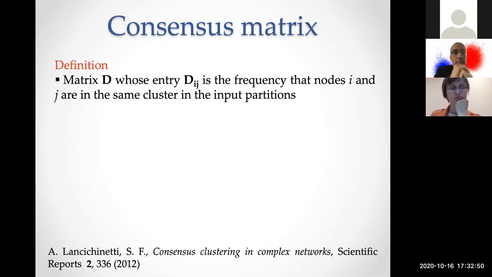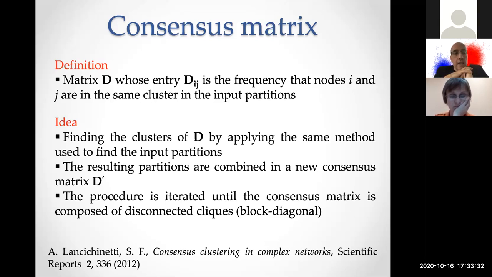How does that work? What is a consensus matrix first? The consensus matrix is a matrix whose entry dij tells you the frequency that the nodes i and j are in the same cluster in the input partitions. So you have, say, 100 input partitions, and you check in each of them if i and j are in the same cluster or not. If they are, you mark 1; if not, you mark 0. Then you sum all the ones and divide by 100, in this case, because you have 100 partitions. So basically it tells you the probability that two nodes are in the same cluster in those input partitions.